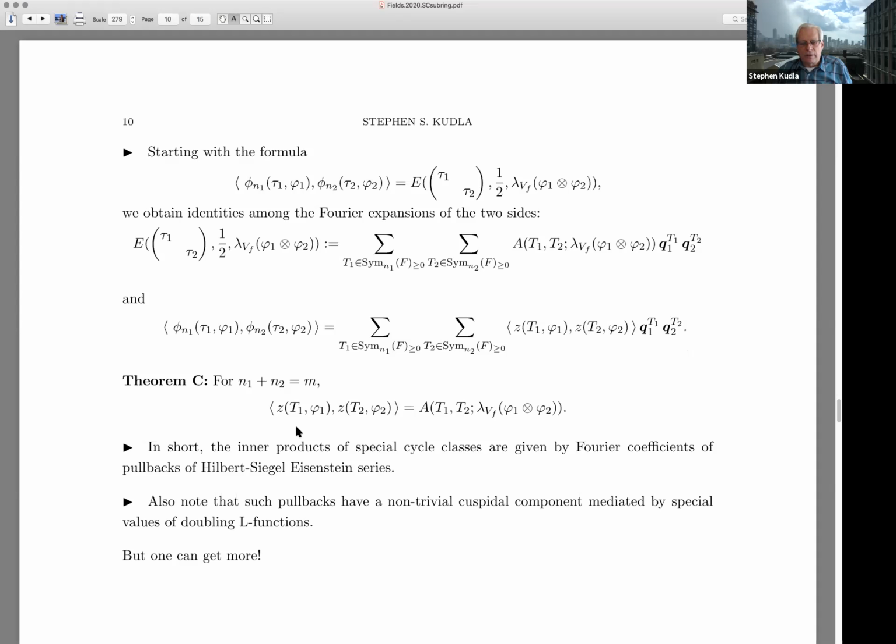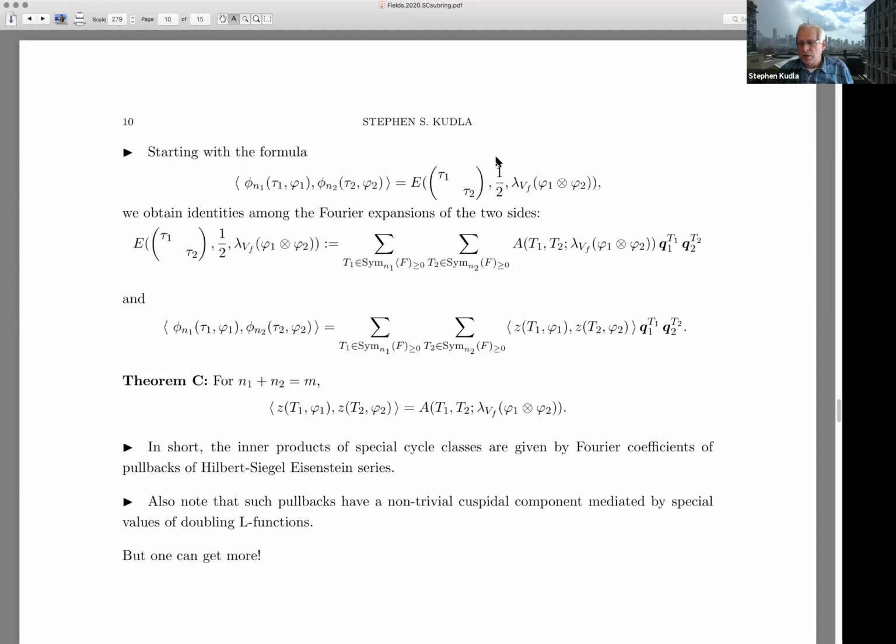And so you get this formula, namely that the cup product, or the inner product, of these two classes is none other than the Fourier coefficient of this Hilbert-Siegel-Eisenstein series. So this is actually one of the main results of this paper: the inner products of these special cycles, these weighted special cycles, are given by Fourier coefficients of Hilbert-Siegel-Eisenstein series. Pullbacks, rather, in this way.